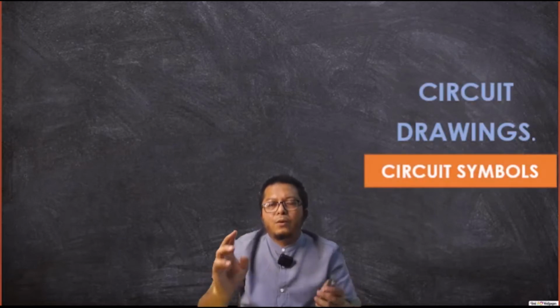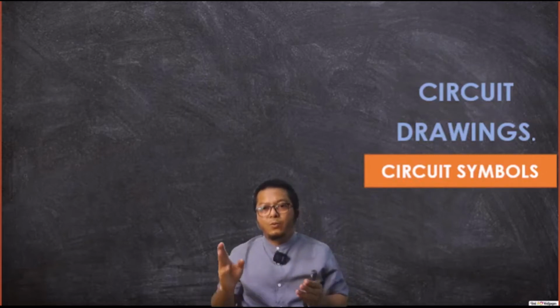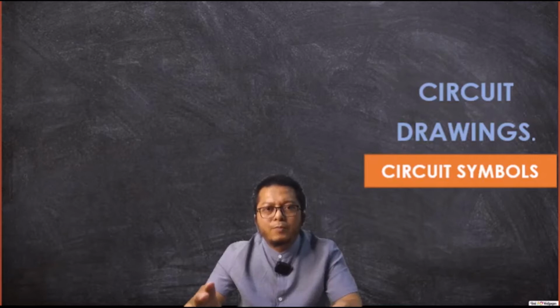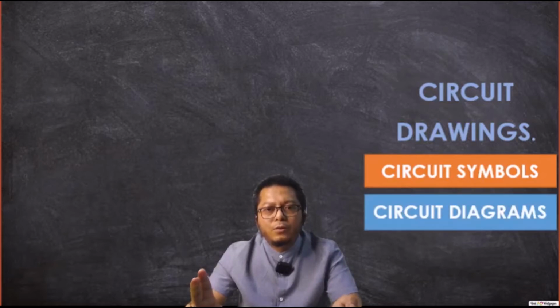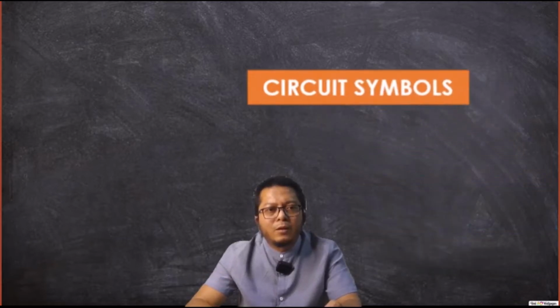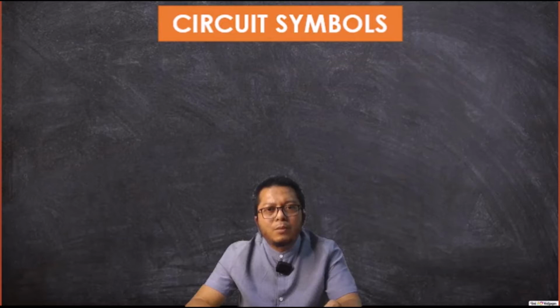Now before we move on, we have three topics actually. One is circuit symbols, and then we shall do circuit diagrams, and then we shall talk about series circuit. These three topics will be covered in this lesson. So we start with circuit symbols. We have learned this, if I'm not mistaken, in year 4. Let's check again and relearn just in case.